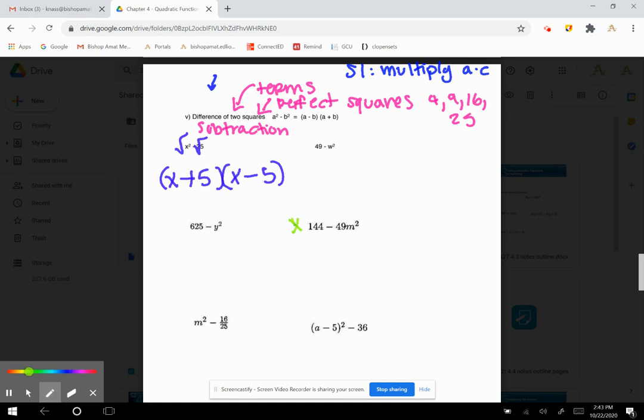Let's go to this one right here. So two terms, yes. Subtraction sign, yes. Both of them are perfect squares, yes. So let's set up our answer with a plus and a minus. The square root of 144 is 12. The square root of 49 is 7. The square root of m squared is n. And that's our answer.